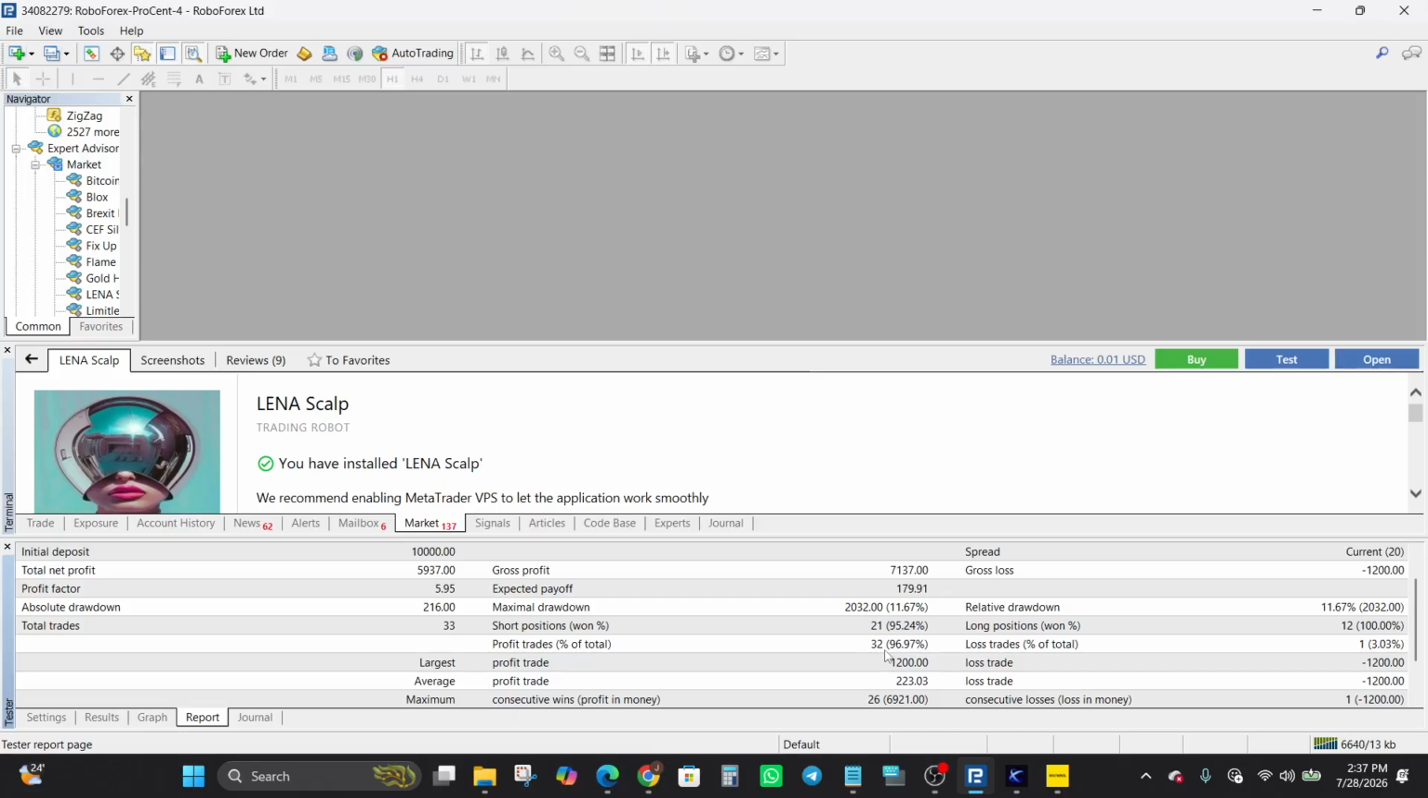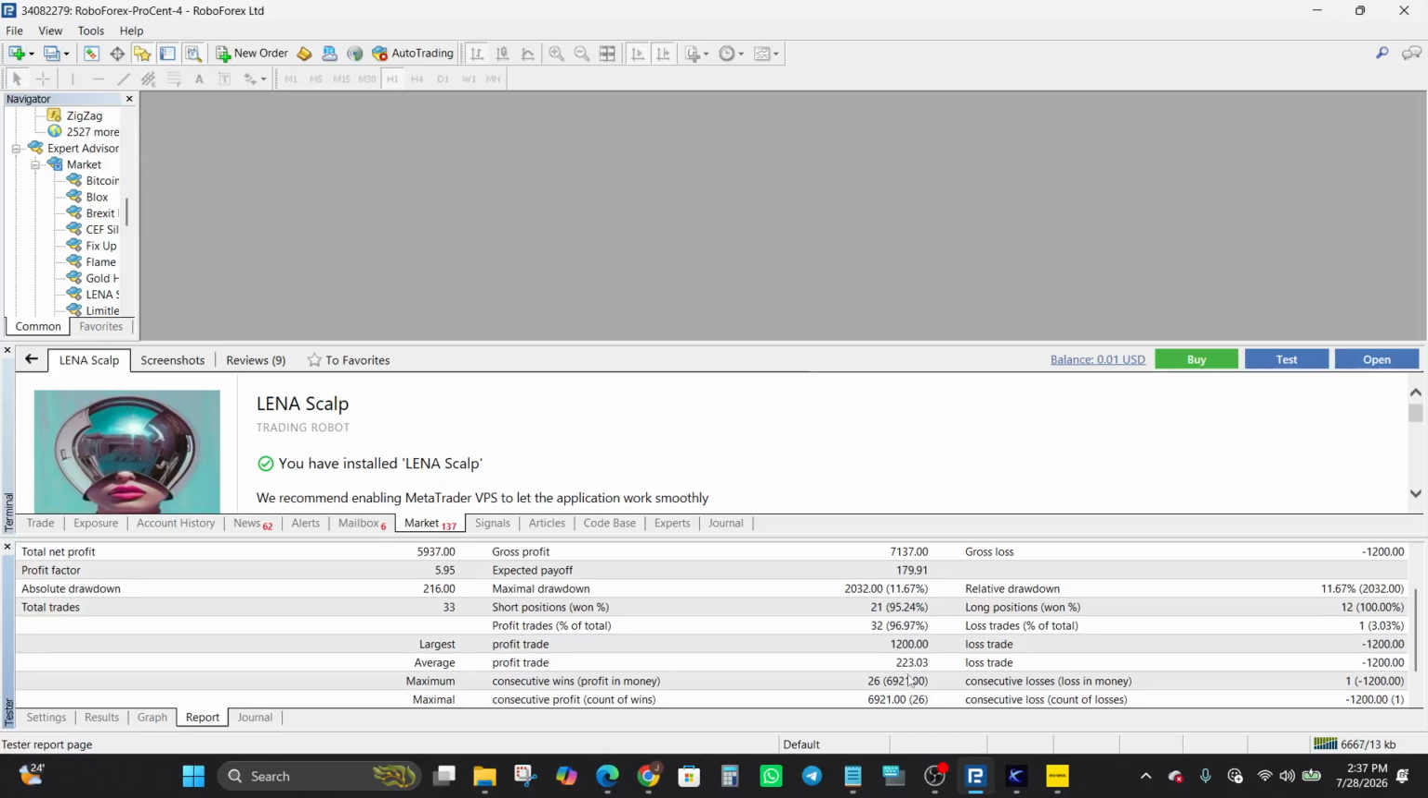Okay, and out of a total of 33 trades executed, 32 were profitable, giving a win rate of 96.97%. The long positions saw a 100% success rate. We can see 12 long positions, all of them were profitable, while the short positions won 95.24% across 21 trades. Okay, so the average profit trade stood at $223.03, while the single losing trade resulted in a loss of $1,200.